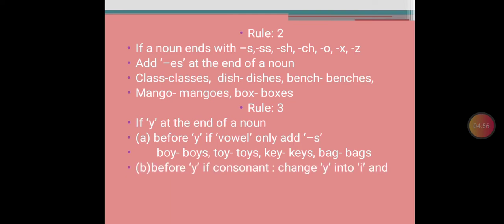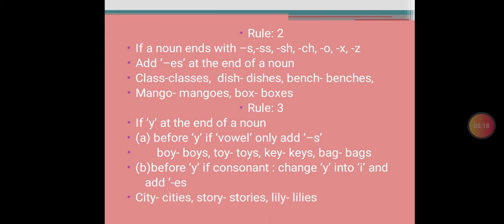Another rule. Suppose there is y at the end and before y there is a consonant. Then we have to change y, and instead of y we add i. So remove y and add i and then es.